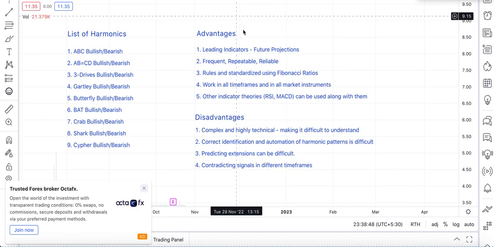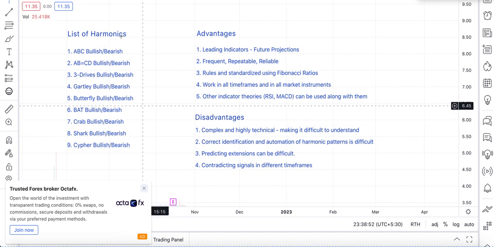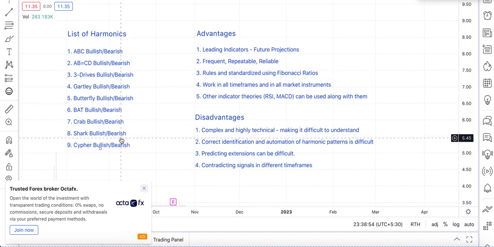Now, before we go into more details, just a quick recap on which harmonic patterns there are and which ones we'll be discussing here. For all the harmonic patterns that exist, there will be a bullish version and a bearish version of each of these harmonic patterns.